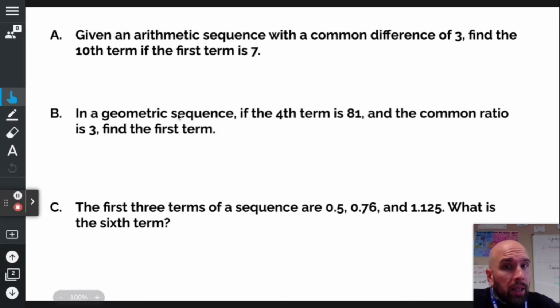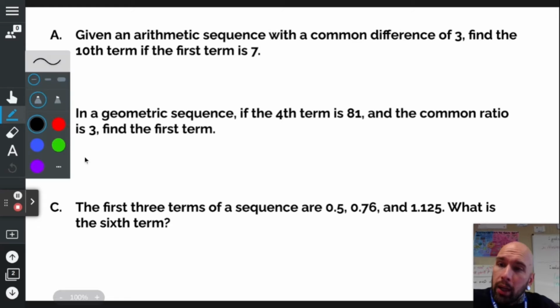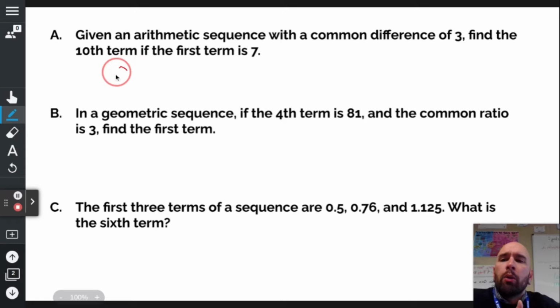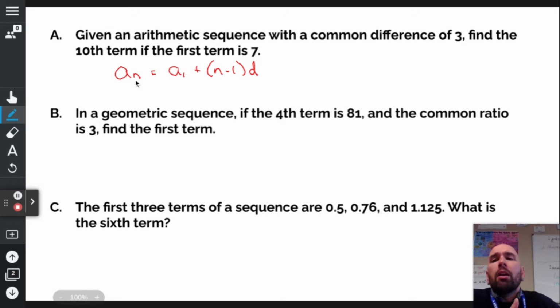Now, first thing that we have to do is write down the equation for an arithmetic sequence. So the equation for an arithmetic sequence is going to be A sub n equals the first term plus n minus 1 times d. Now, A sub n stands for the nth term. A sub 1 stands for the first term. N has to do with whatever term you're talking about. Minus 1 is minus 1, and d is the common difference.